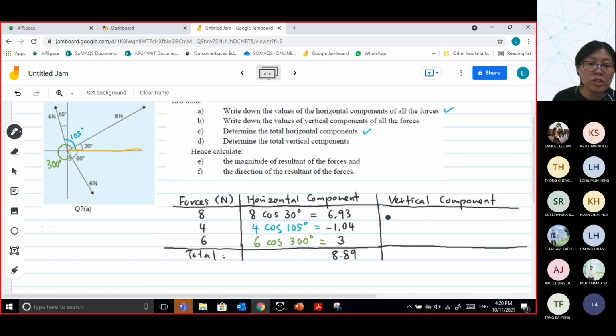Okay, so we just need to change the cos to sine. Eight sine 30, 4 sine 105, and 6 sine 300. So this one is exactly 4. This one is 3.86. Negative 5.20.